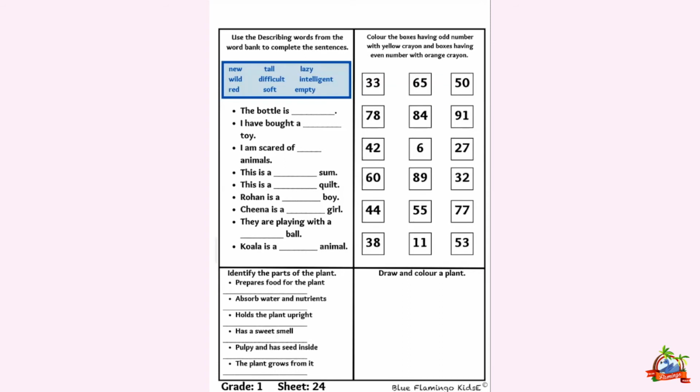Leaves. Yes, very good. Leaves prepare food for the plant. So the answer will be leaves. L-E-A-V-E-S. Leaves, meaning pattiyan.